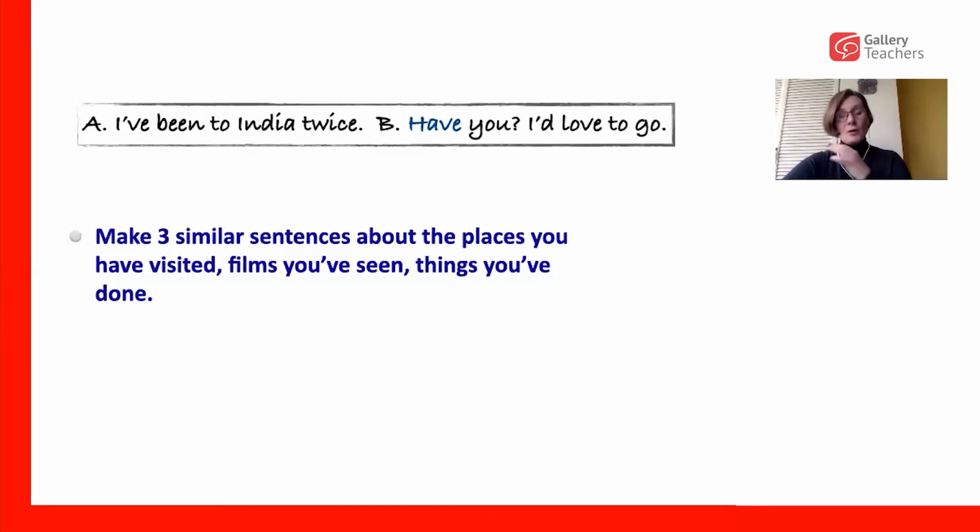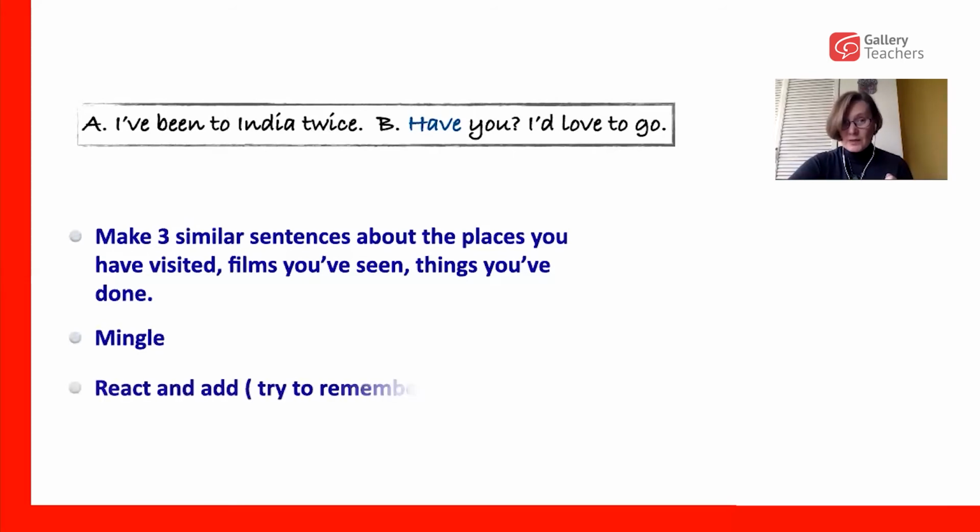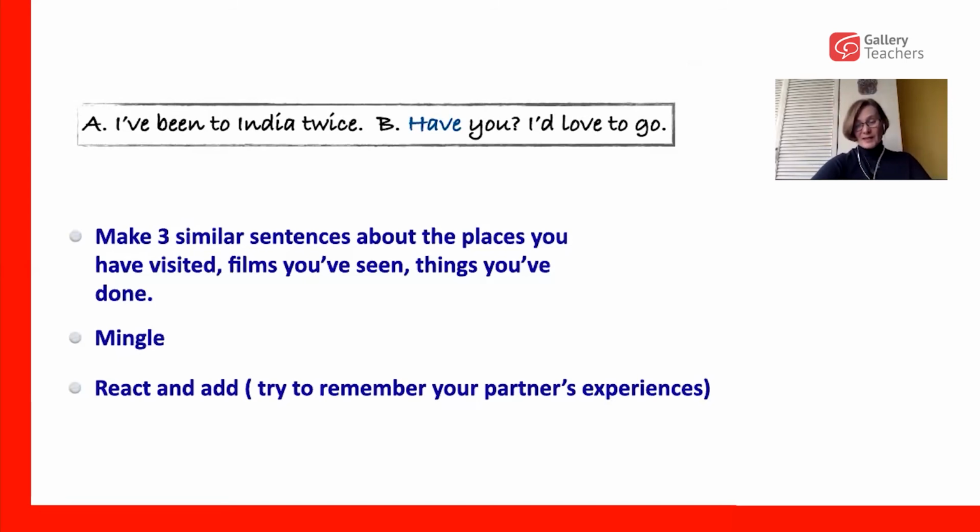After that, okay, guys, so now you can mingle. So stand up, walk around, talk to each other, and tell each other about 3 things. And then your partner needs to react and add more information. So it will be the B part, right? So, have you? I'd love to go, or I've never been to.